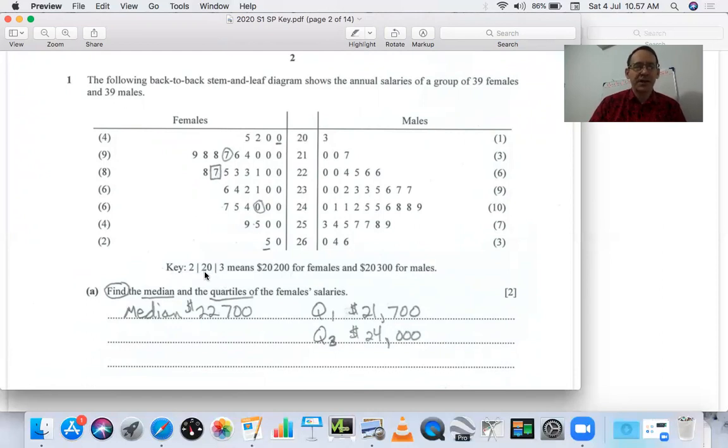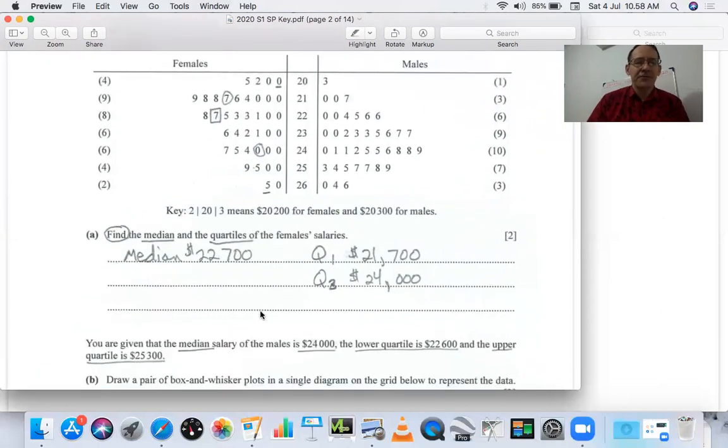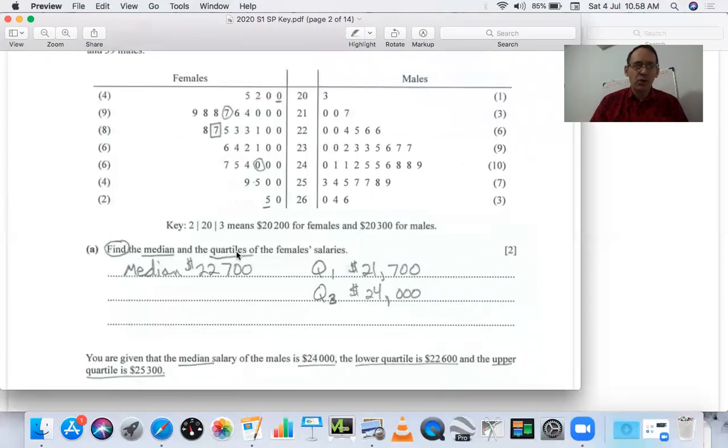20,200 for females and 20,300 going to the right for the males, meaning the stem is in thousands and the leaf is in hundreds. So the stem again is 20,000, and then the 2 and also the 3, those leaves are hundreds, 200 and 300. So it says, find the median and the quartiles of the female salaries.